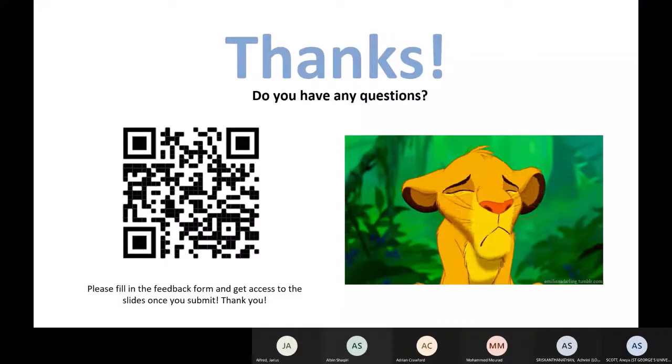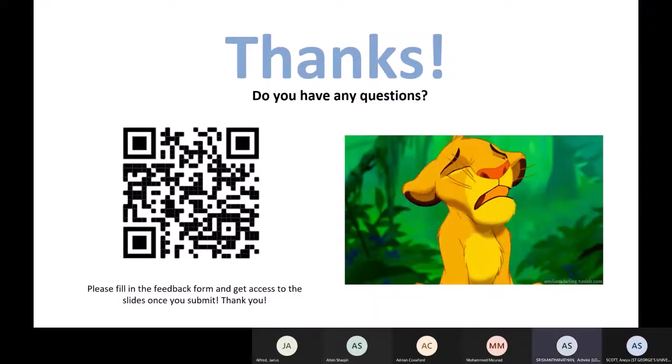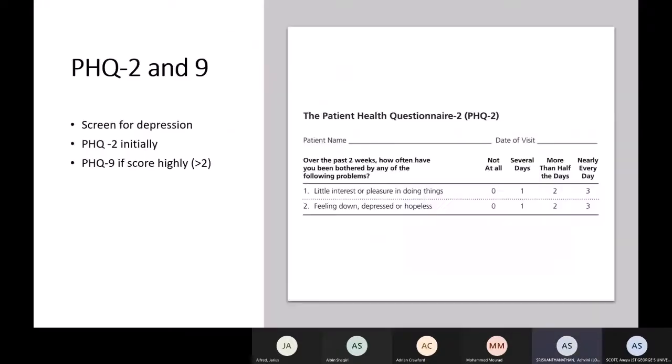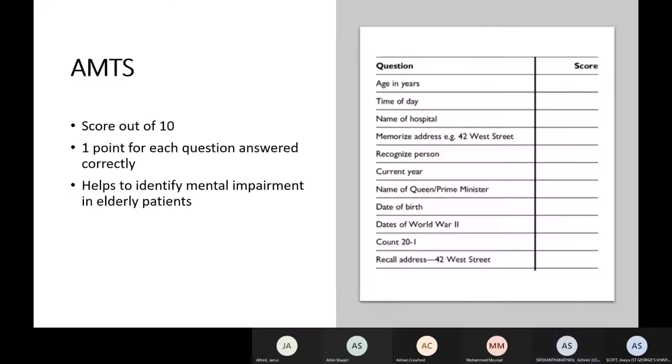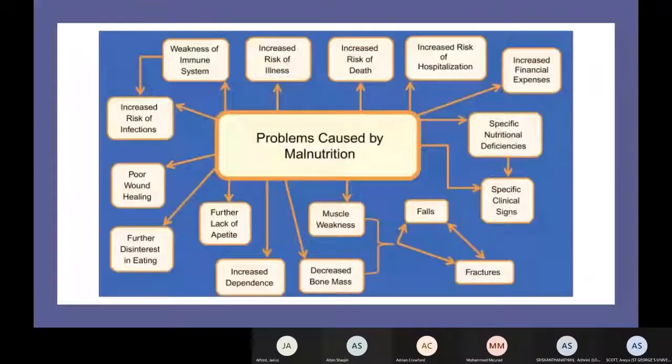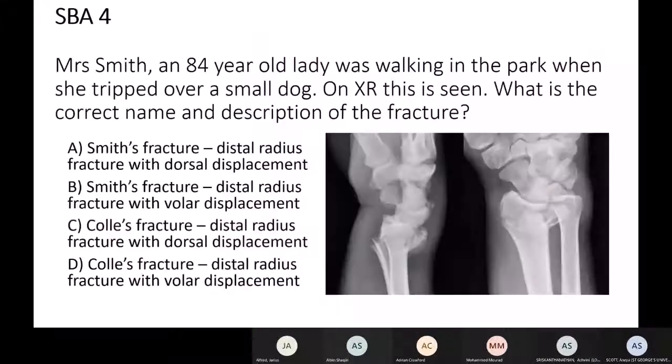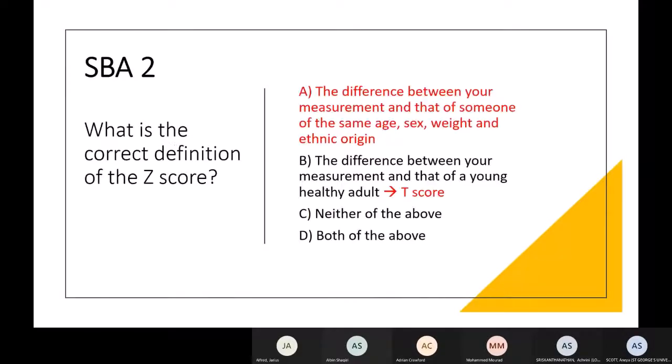There was a question, wasn't there, to go back to, was it SBA 2? Question 2, yeah. Let me scroll back. SBA 2. Yeah, so the Z score, these questions were to do with DEXA scans, which are X-ray scans that work out your bone density.